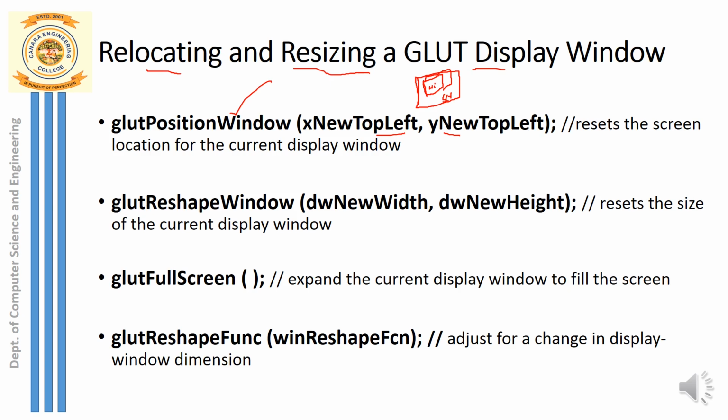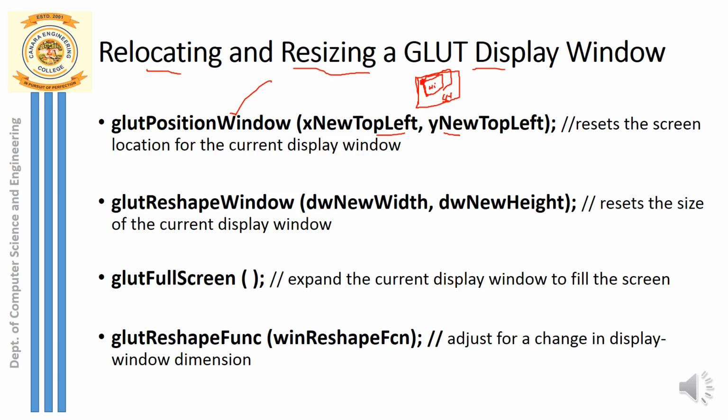The new position refers to the left portion, the x coordinate, and the y refers to the leftmost y coordinate. So this leftmost x coordinate and y coordinate position will be chosen. You can see it is the top left, not the bottom left. So the top left x coordinate and the top left y coordinate, this particular position will be changed and reset there. So that is glutPositionWindow.